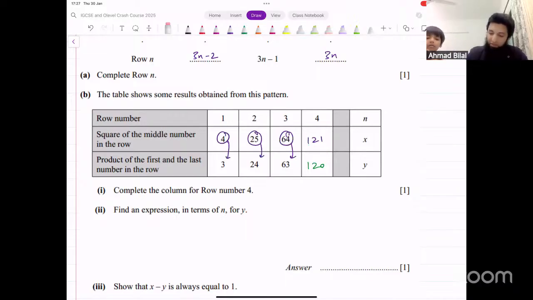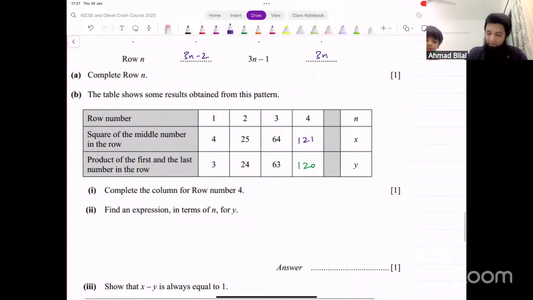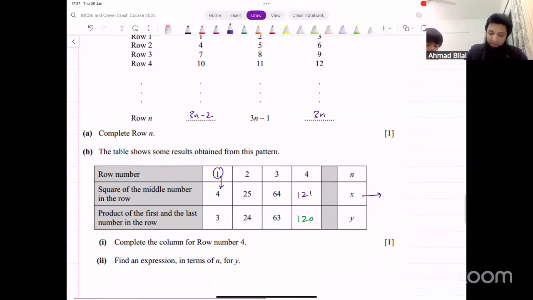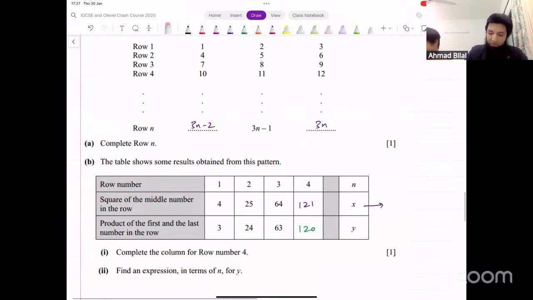If we can somehow figure out the pattern for the middle row, so for x basically, if we can figure out the pattern for x, can we just figure out the pattern for y as well then? It'll just be 1 less than that, right? What's x? When this number is 1, this is 4. So it's the square of the middle number, right? So in fact, you can just use that directly.